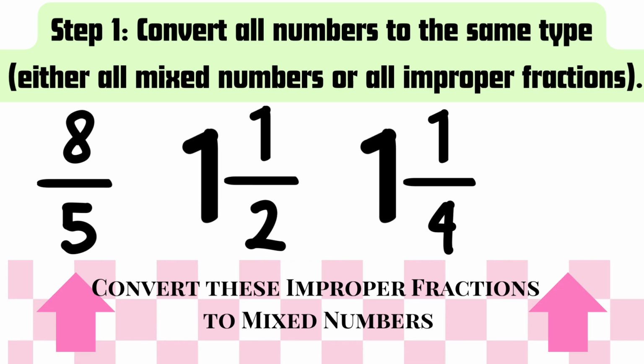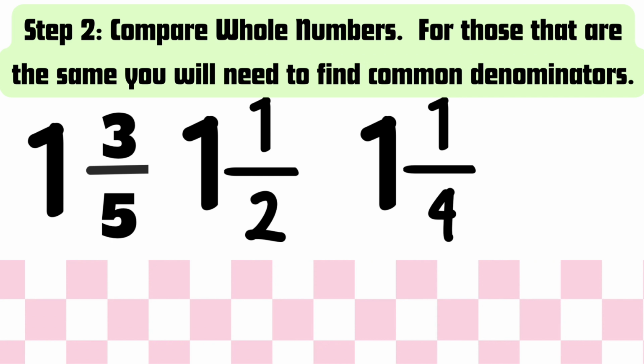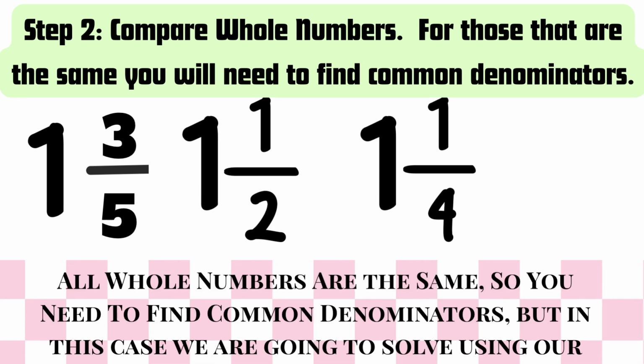So we begin by converting the improper fraction 8/5 into a mixed number, which becomes 1 and 3/5. Once all three numbers are in mixed number form, we move to step 2, comparing the whole numbers. Looking at our three numbers, 1 3/5, 1 1/2, and 1 1/4, we notice that they all have the same whole number, which is 1. When the whole numbers are the same, we need to focus on comparing the fractional parts.